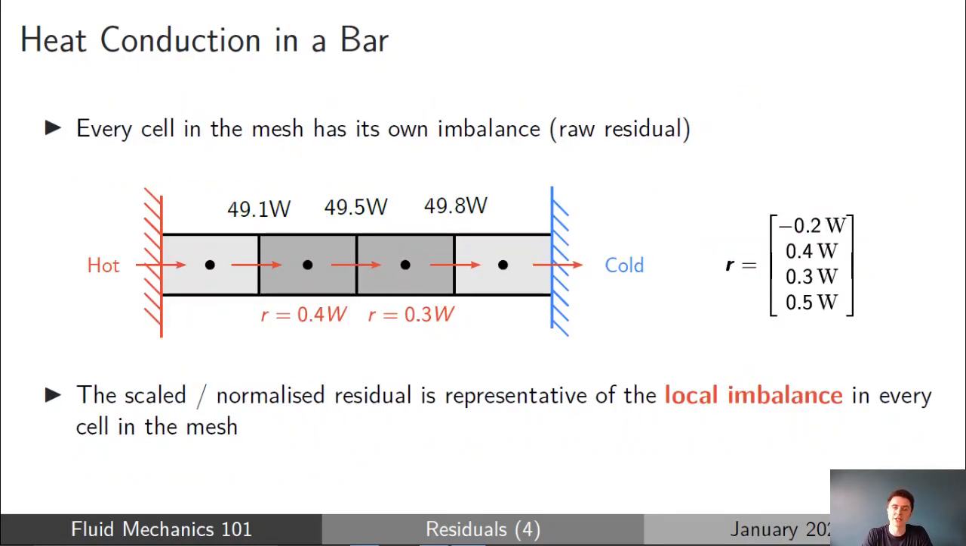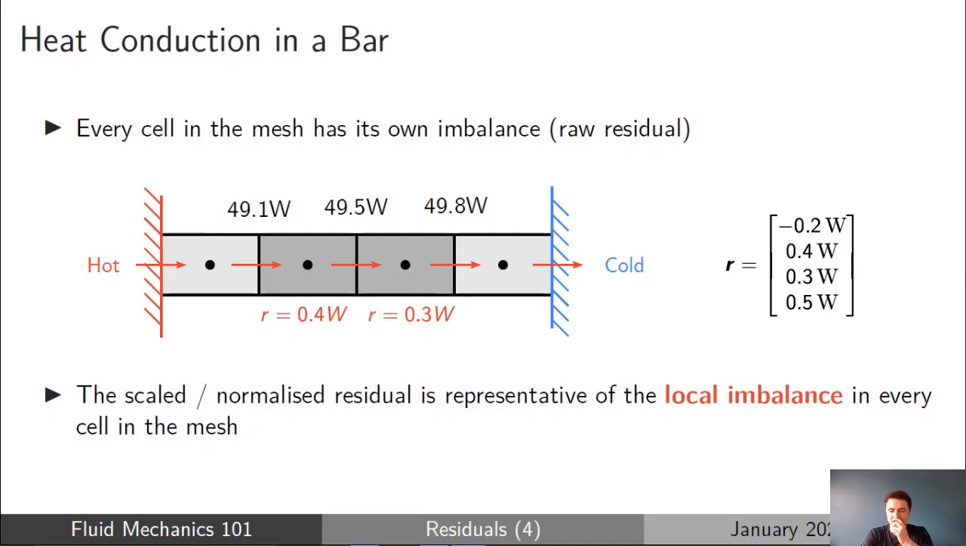And then what we did in part 2 and part 3 is we took that idea of the residual being the local energy imbalance in every cell in the mesh, and we extended this to look at scaled residuals and normalized mass imbalances and why we needed to do that.